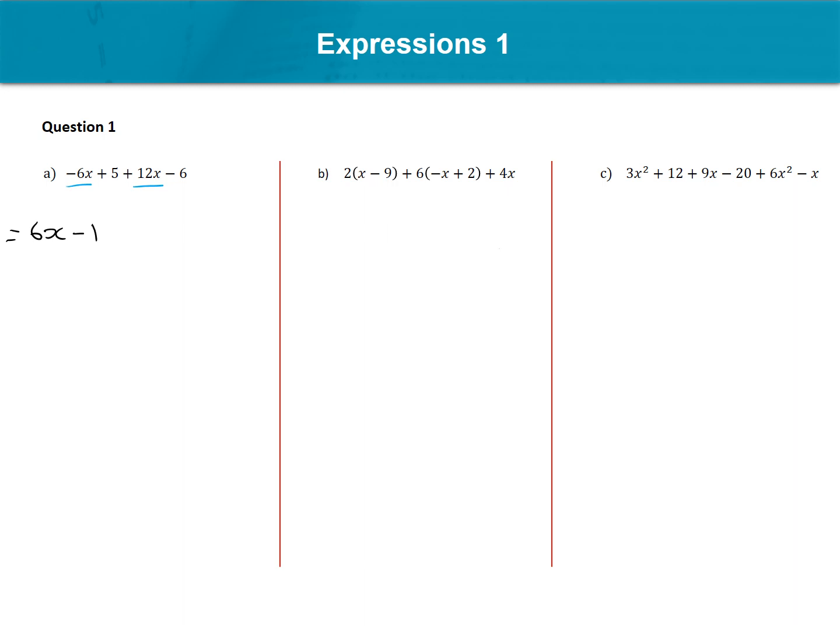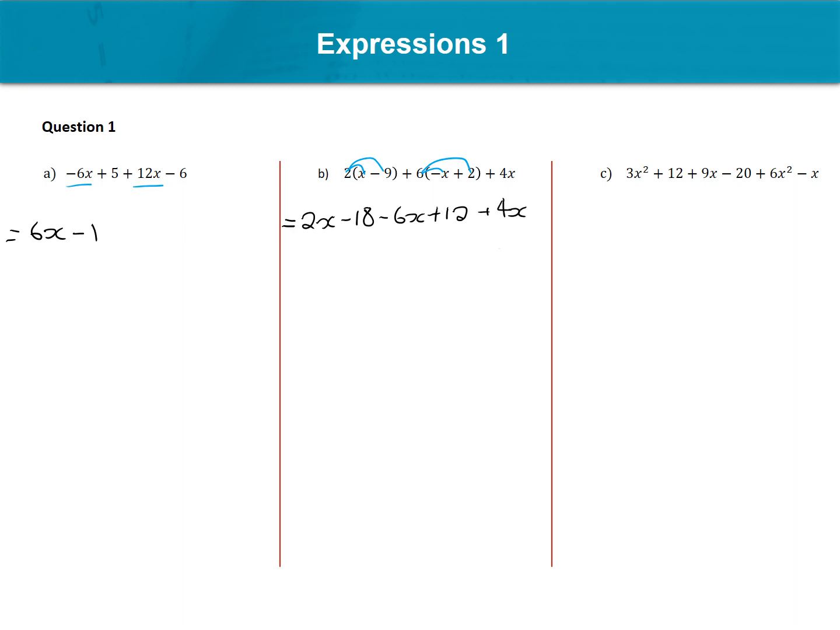So B has brackets. So the very first thing we need to do is we need to expand into the brackets. So this is 2 times x gives you 2x. 2 times a negative 9 is minus 18. Positive 6 times a negative x gives you negative 6x. Positive x times a positive 2 gives you positive 12. And then we're left with our 4x at the end.